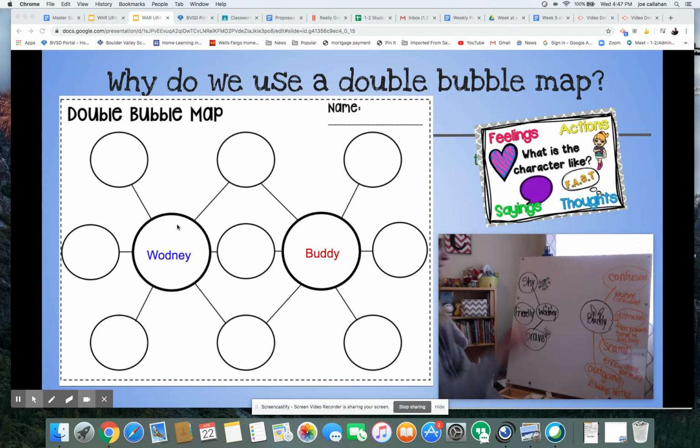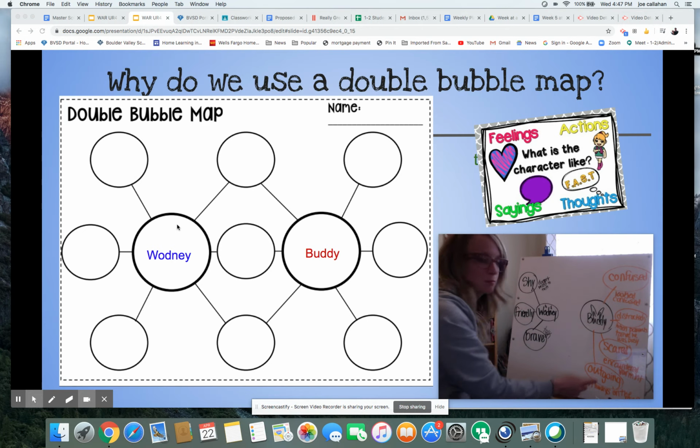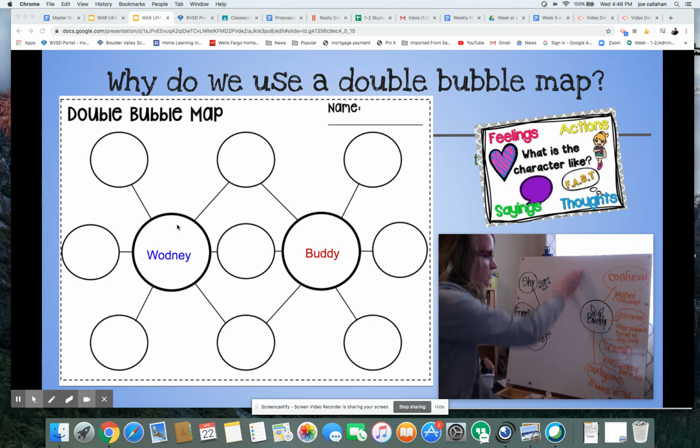Now you'll notice I have 3 character traits over here for Wadney. I have 4 over here for Buddy. It's okay that I don't have the same amount for both. They don't have to be equal or even. So now what goes here in the middle? What kind of bubbles go in the middle? That's right, our bubbles of our similarities.